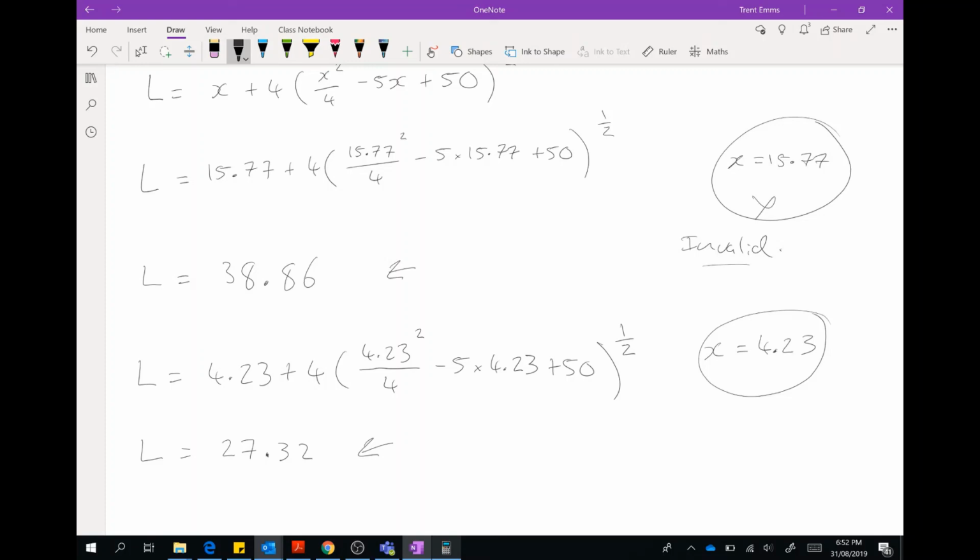So make sure you show the examiner that's invalid, because x has to be less than 10 or it doesn't make any sense. So that is the correct answer there, and that one will get you your excellence.